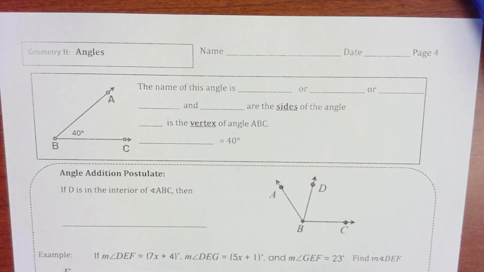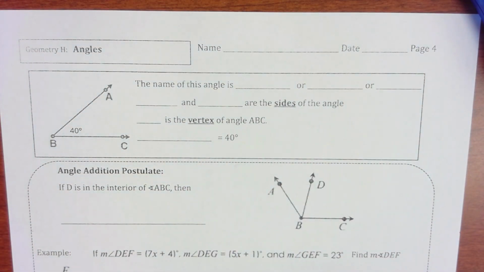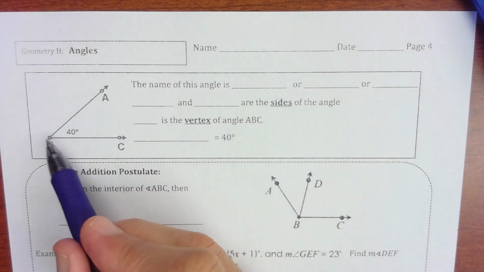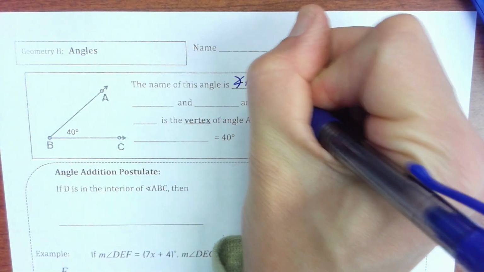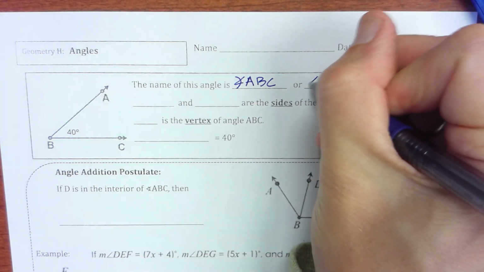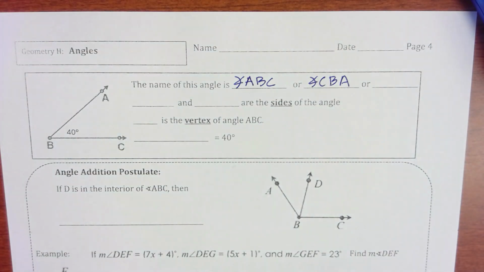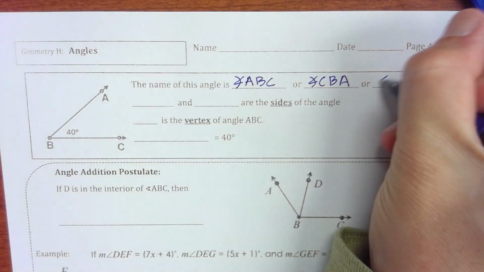Okay, we have already worked with angles, and we're going to continue working with angles today. So the box up at the top here should be a little bit of review. We've talked about how to name angles. So if I want to give this angle a name, it's angle ABC. I could also call it CBA. And since it's the only angle in this diagram, I can also call it angle B.